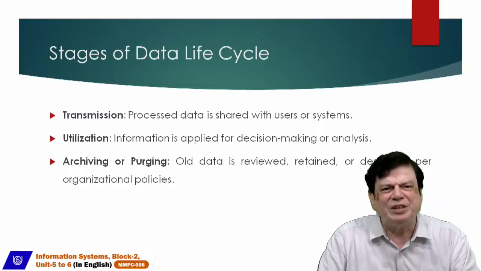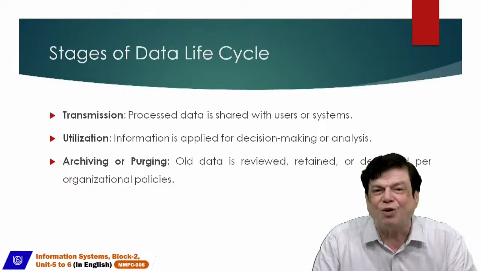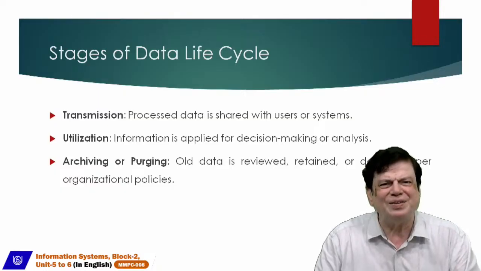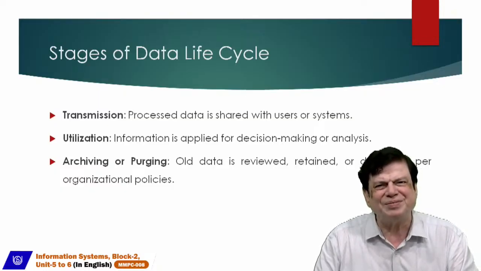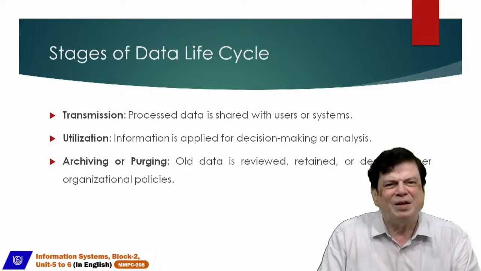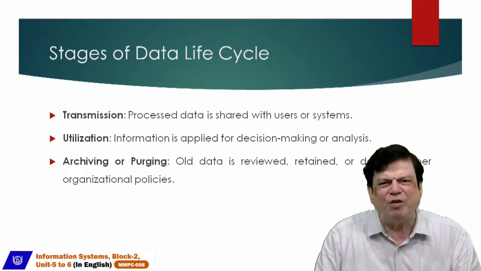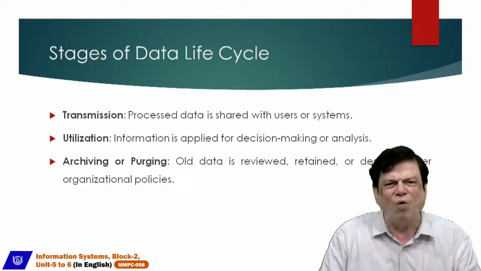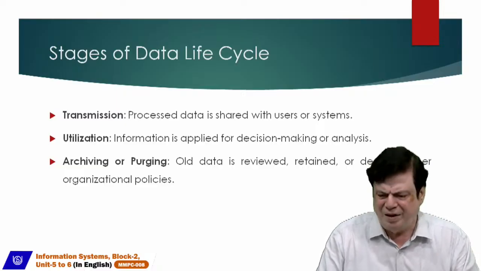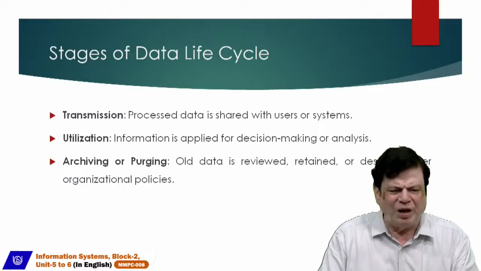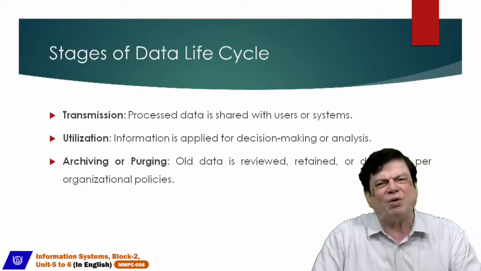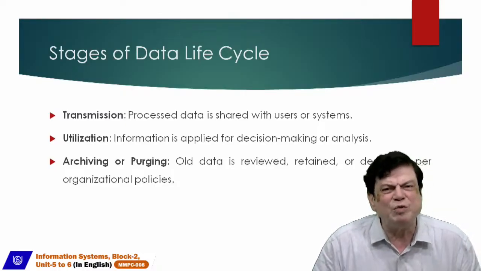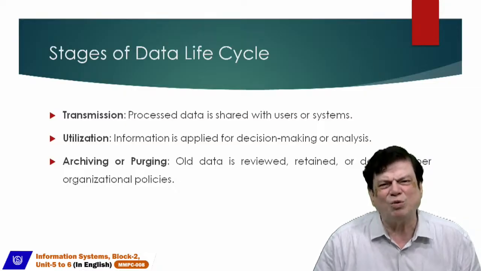Next is transmission: processed data is shared with users or systems. The company will send processed data to all its users, or it will send it to systems. Utilization: information is applied for decision making or analysis. Then archiving or purging: old data is reviewed, retained or destroyed per organizational policies. Suppose the organization says that data pertaining to more than 15 years before will be destroyed. So we are keeping records only up to 15 years.